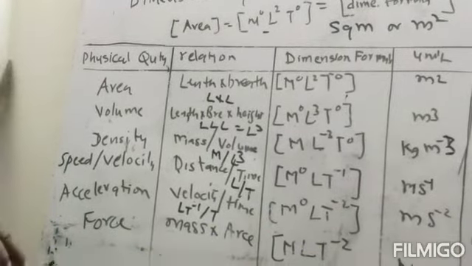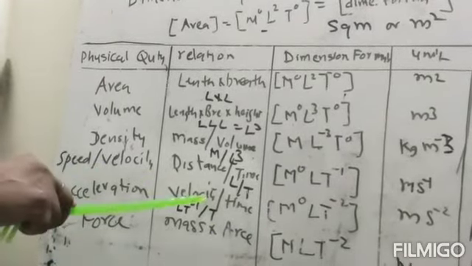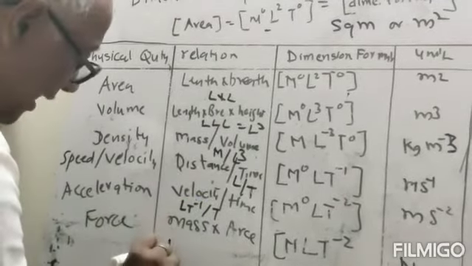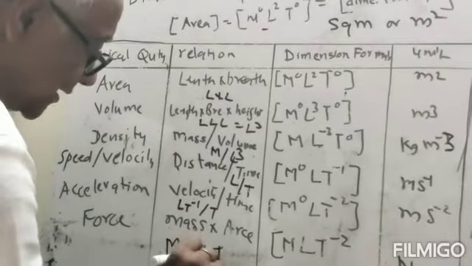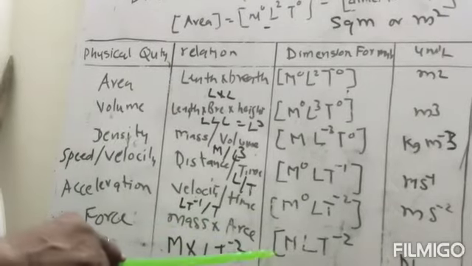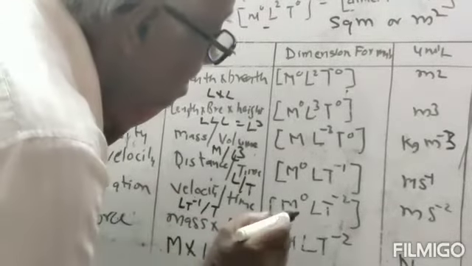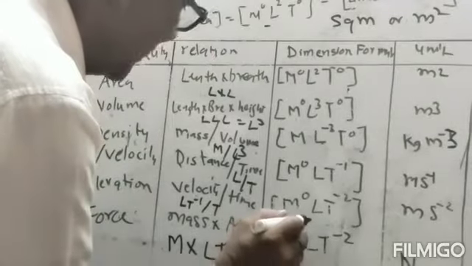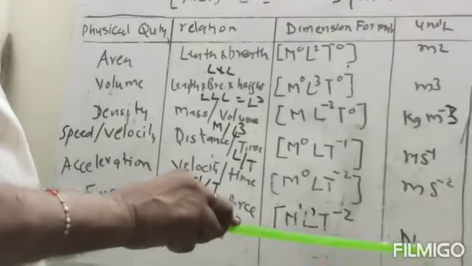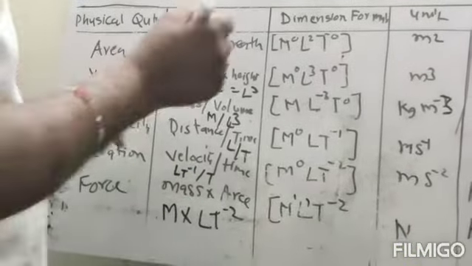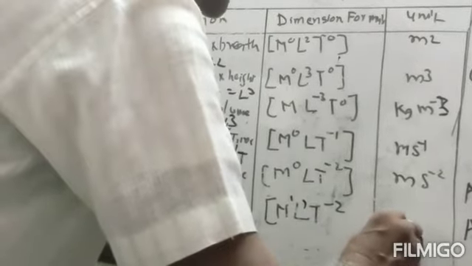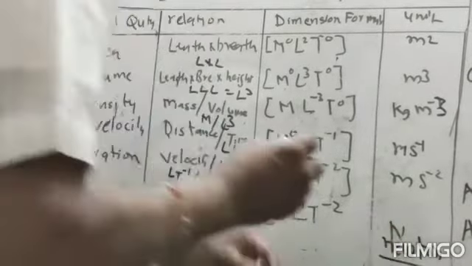Then what is the force? Force is the product of mass into acceleration. Mass we know is M, and acceleration we have found is L T minus 2. So it will be mass multiplied by acceleration. The dimensional formula will be M to the power 1, L to the power 1, T to the power minus 2, and the unit is Newton. Either you write capital N or Newton, N-E-W-T-O-N. So this will be the unit of force.